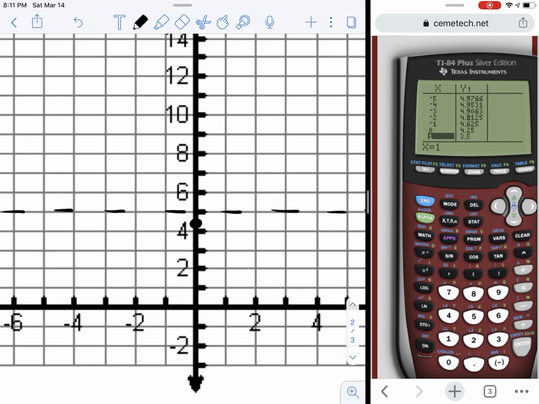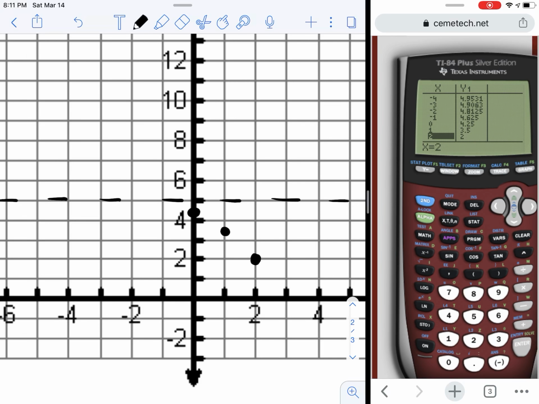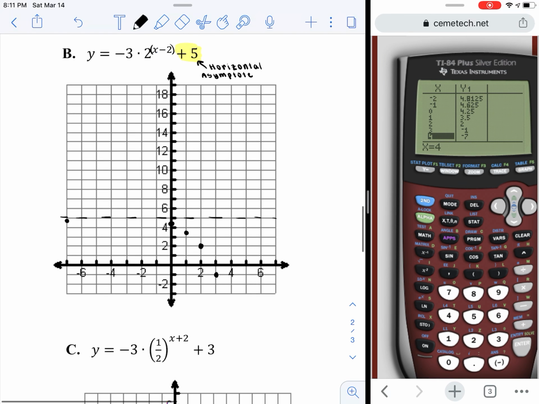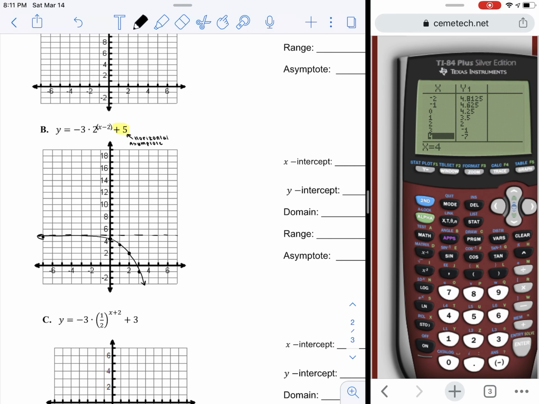I see that there's a point at 1, 3.5. I see that there's a point at 2, 2. I see that there's a point at 3, -1. And then the rest of the points will go off the graph. So what we can do is we can connect these, and that is your graph.